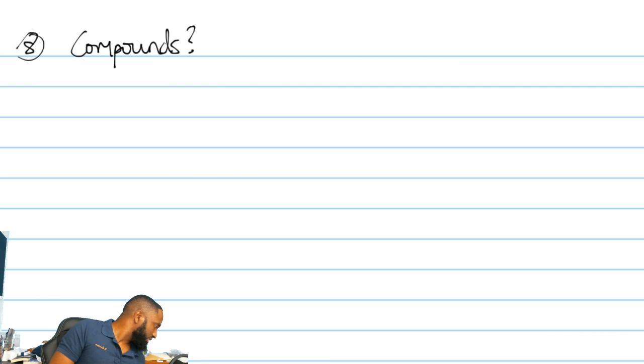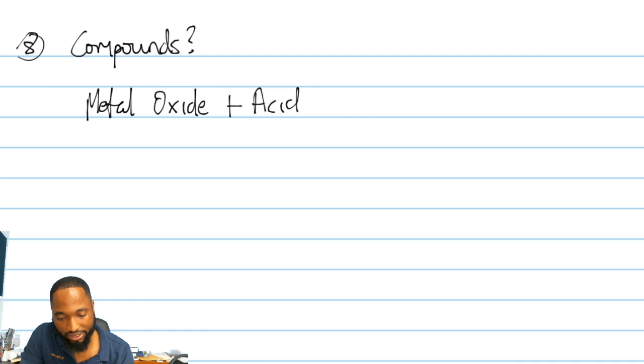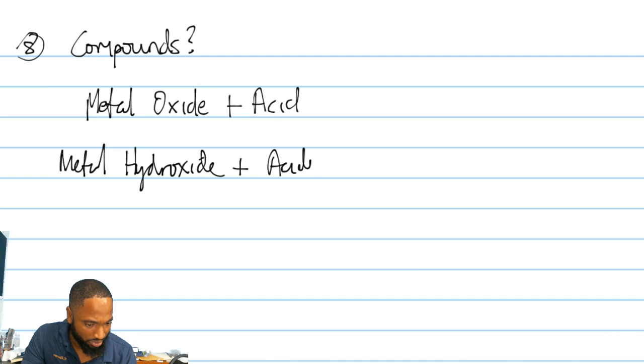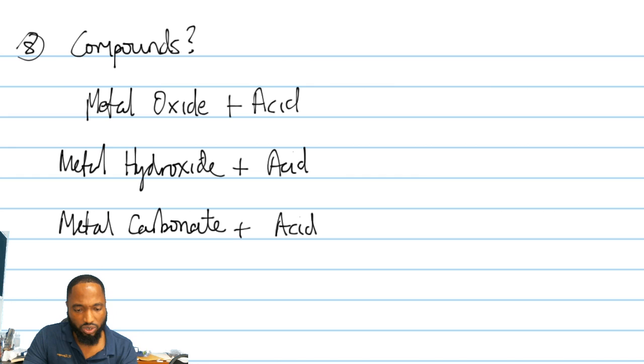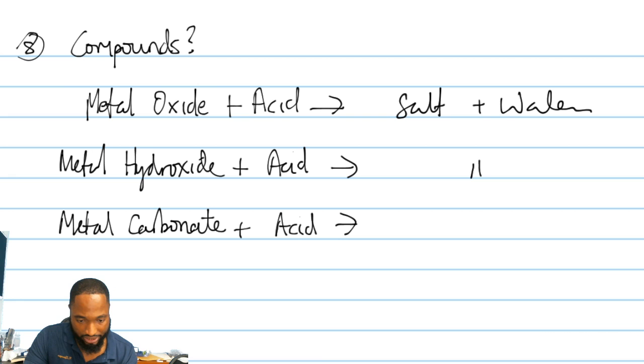So I'll put it this way: the compounds, you need to know the reaction with the acid. So we want to get the metal oxide plus acid, the metal hydroxide plus acid, same thing, and the metal carbonate plus acid. This is one of the things they're teaching in chemistry at the start. So the only difference: these two, we'll get the salt and the water. This one will give you the salt, water, plus carbon dioxide. And that's it. That's all we need to know there.